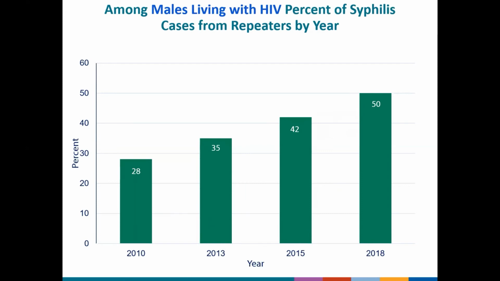Among males living with HIV, the percent of cases from repeaters has also been increasing. From 28% of the cases in 2010, all the way to 50% of the cases in 2018 were from repeaters.